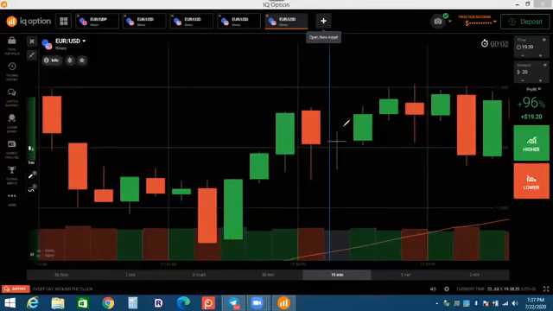Sir, this bullish candle is very strong. But after then, why did this create a seller? It's looking strong, but it's not strong.